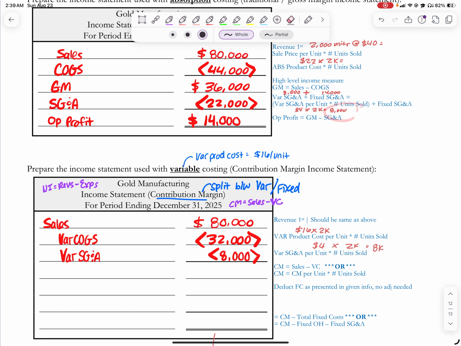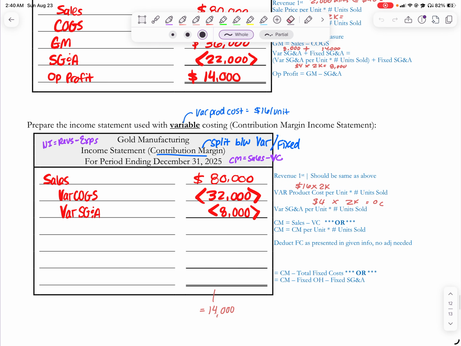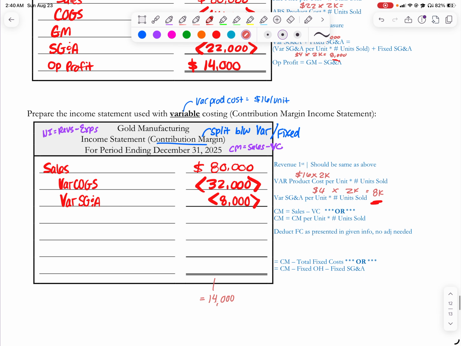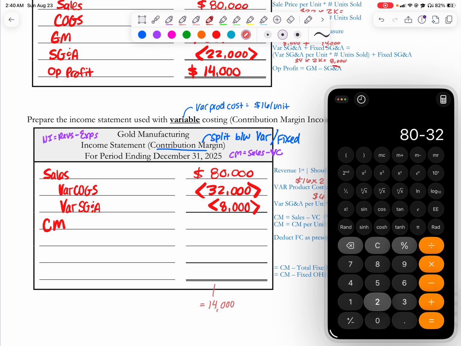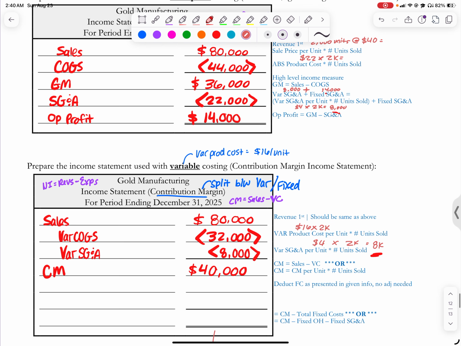Note, that's the same as it was up here. We're just going to split out the SG&A costs into their variable and fixed elements on this version of the statement, but the underlying costs are still the same. I've still got 8,000 in variable. I'll still have 14,000 in fixed SG&A. It's just split out differently. That is both of my types of variable costs. So I'm ready to calculate contribution margin. 80 minus both of the variable expenses leaves me with 40,000 in contribution margin.